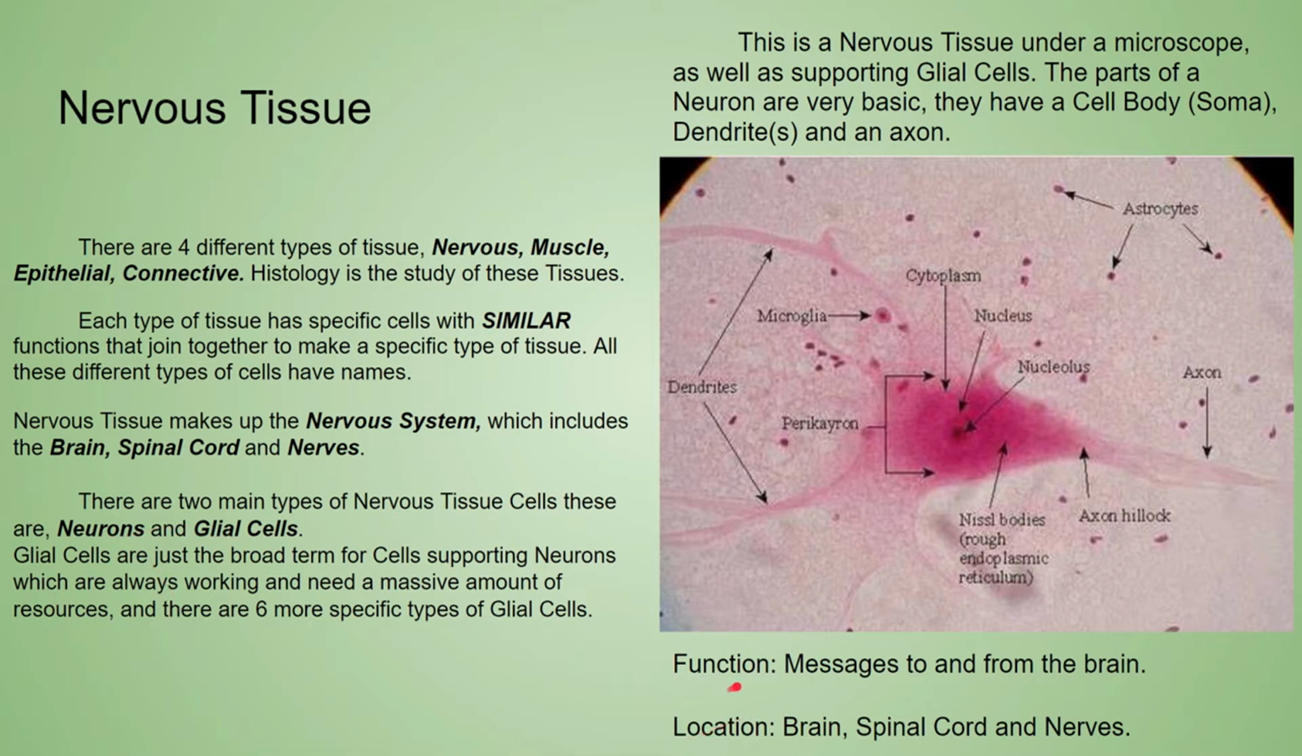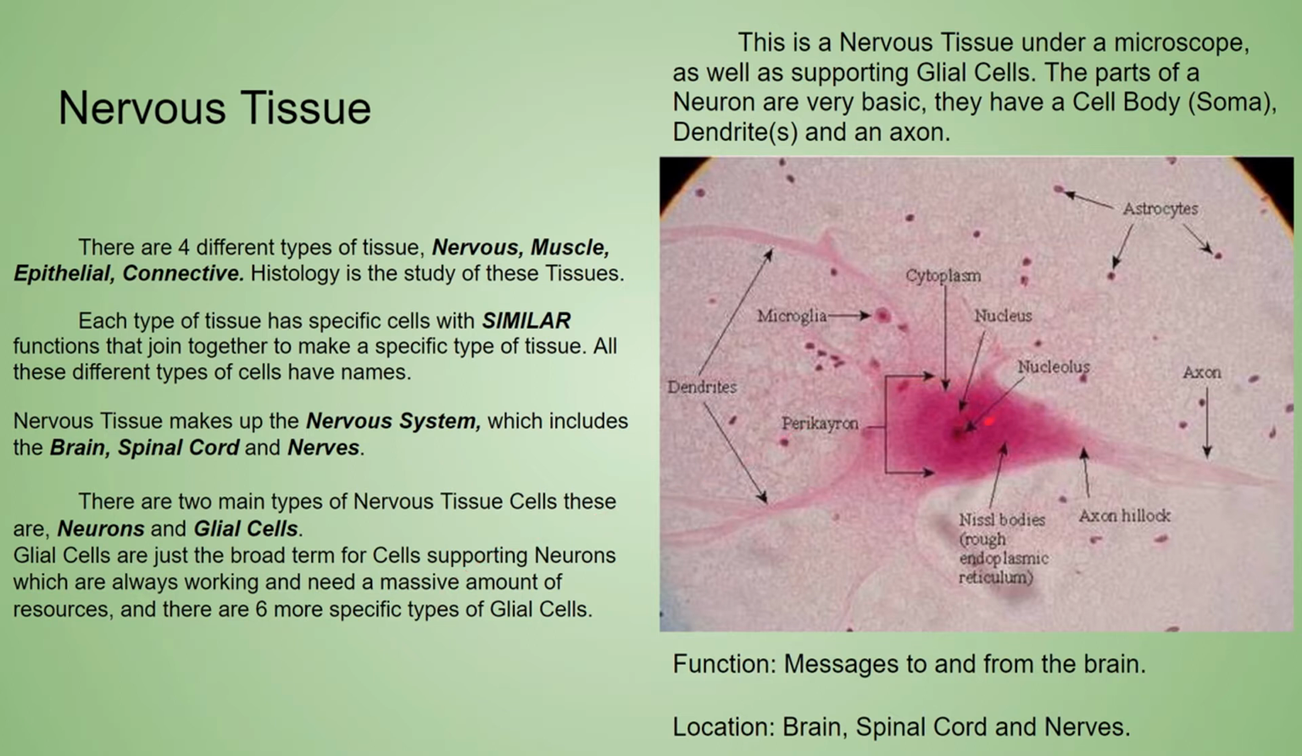Neurons have the function of sending messages to and from the brain. So your brain can communicate and send messages to your muscles and your heart and everything like that. It's located in the brain, spinal cord, and nerves. That's where these two cells are located. Glial cells have the function of supporting neurons, and we'll get into glial cells more in depth because there's 6 specific types of glial cells.